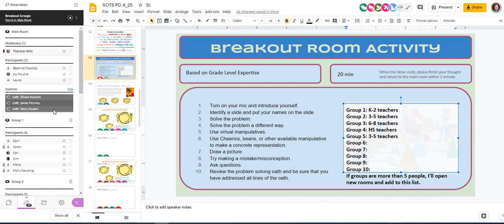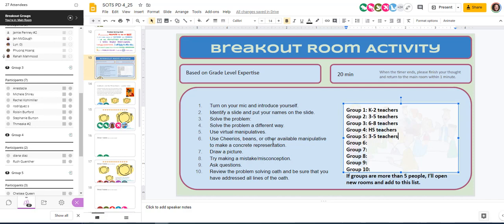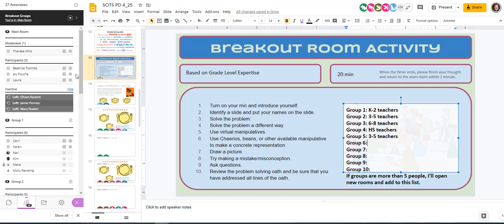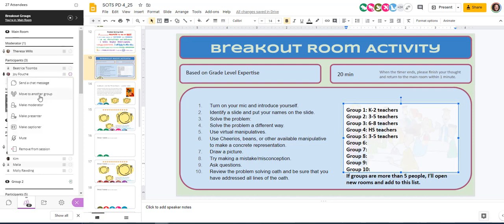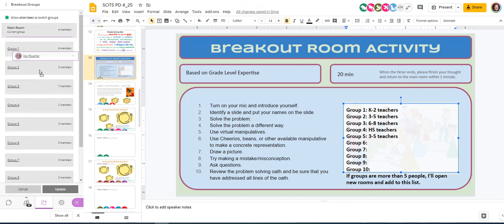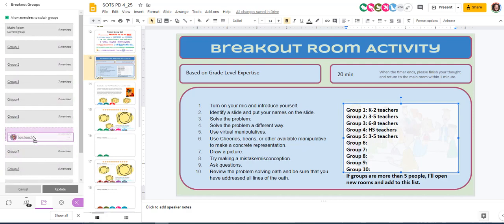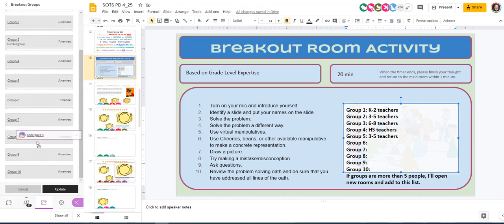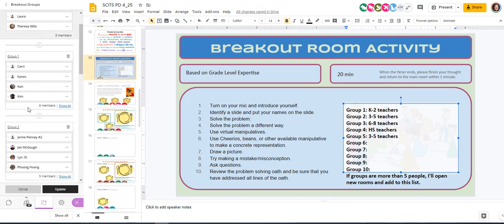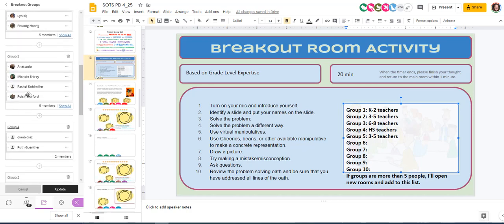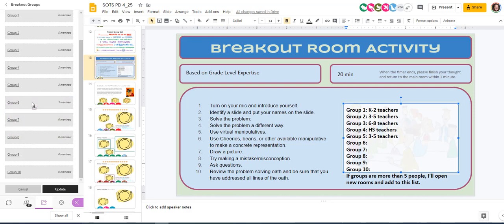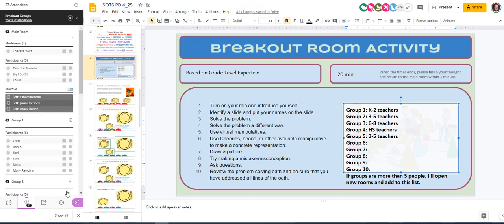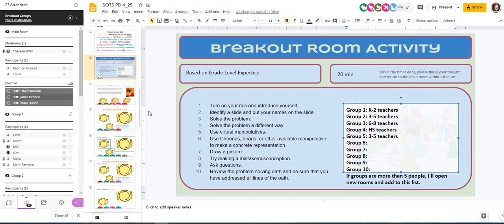Joy, Beatrice, and Laura, can I help you to go to a certain grade level? Oh, sorry, this is Joy. I'm in sixth grade. No problem. Joy, I'm going to put you in a new room with other 6 through 8 teachers. Okay. What group would that be? Group 6. Okay, thank you. Yep. Joy and Laura, if you are here and you want support moving into a group, just let me know.